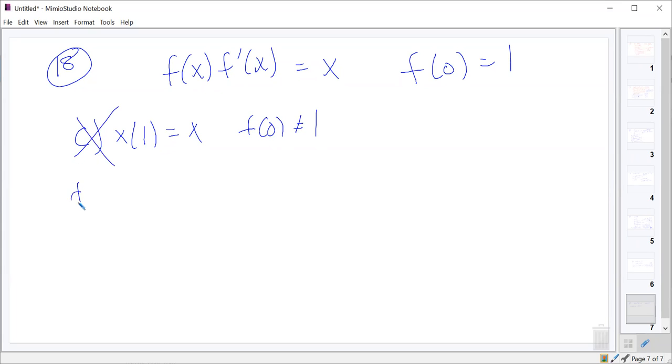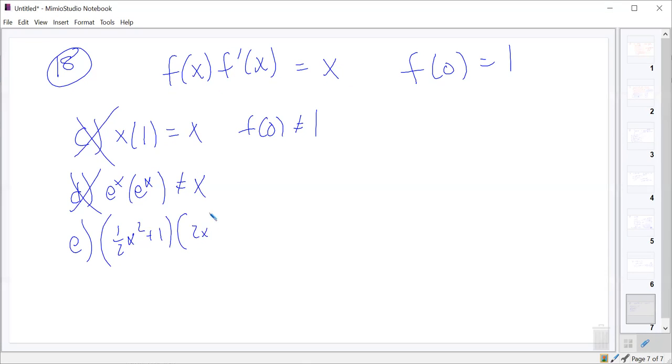I'd probably do the same thing with D really quickly to see if that one worked, because that one's really easy to evaluate. f of x is e to the x, and then times f prime, which is also e to the x. That does not equal x, so that one doesn't make any sense. With choice E, you'd have 1/2 x squared plus 1 times 2x as your derivative, and you would see that that is not equal to x either, right? Because it's x plus 2x, which is 3x, so it's not that one. So then it's going to be either A or B.